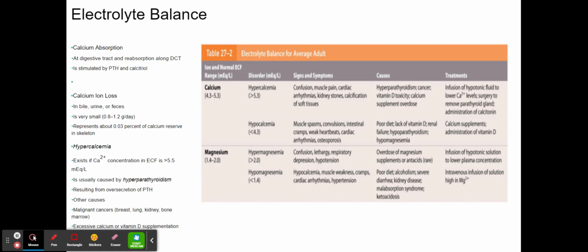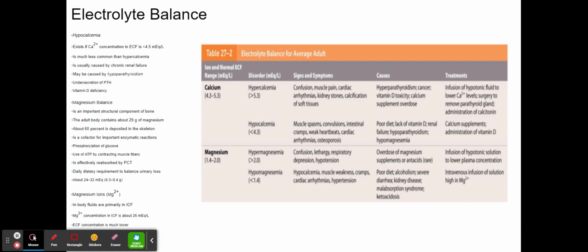Hypercalcemia exists when calcium concentration of the ECF exceeds 5.3 milliequivalents per liter. The primary cause of hypercalcemia in adults is hyperparathyroidism, which is a condition resulting from PTH oversecretion. Less common causes include malignant cancers of the breast, lung, kidney, and bone marrow, and excessive use of calcium or vitamin D supplements. Severe hypercalcemia causes signs and symptoms such as fatigue, confusion, cardiac arrhythmias, and calcifications of kidneys and soft tissues throughout the body.